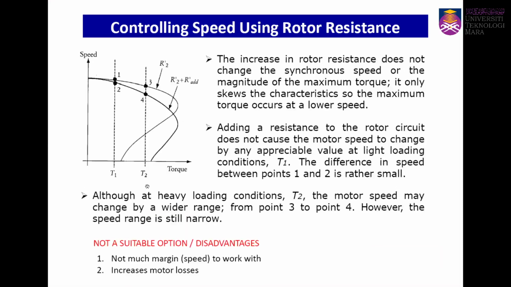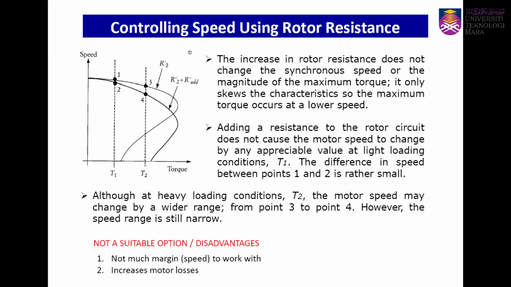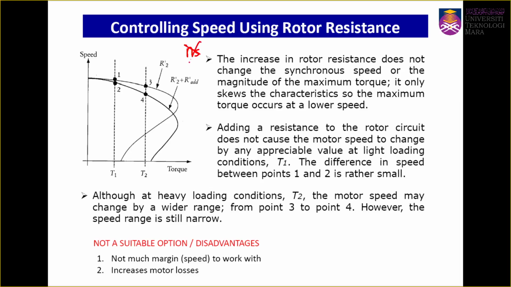So if you read that, the increase in rotor resistance does not change the synchronous speed or the magnitude of the maximum torque. Yes, it doesn't change T max, and there's no change of NS, it doesn't change the T max. It only skews the characteristics, so the maximum torque occurs at a lower speed. Right? Adding a resistance to the rotor circuit does not cause the motor speed to change by any appreciable value at light loading conditions, T1. The difference in speed between points 1 and 2 is rather small. Okay, so if you focus on that change, it's very small.